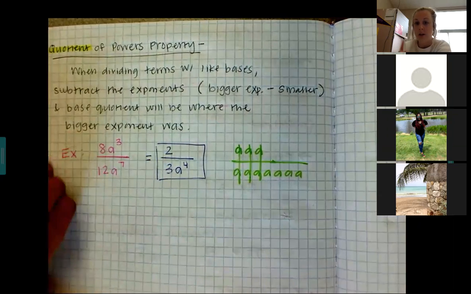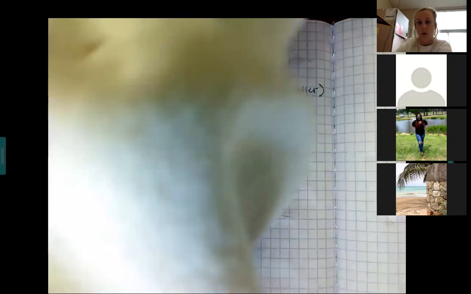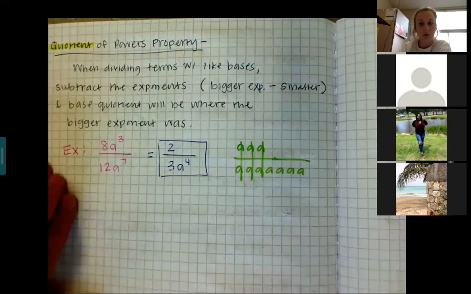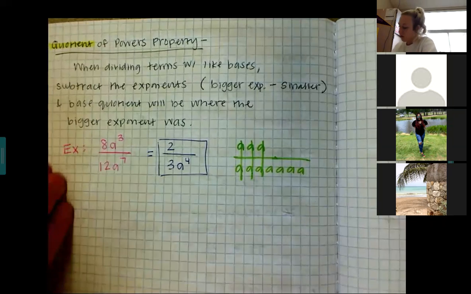Okay, I'm not going to lie, y'all. This is the one my kids mess up on a lot, which is why I'm spending a lot of time on it. Are there any questions before I make it harder? No. All right, let's do it then.